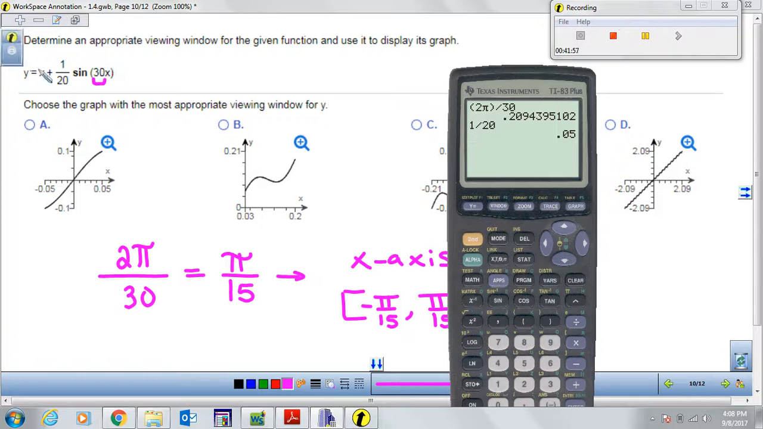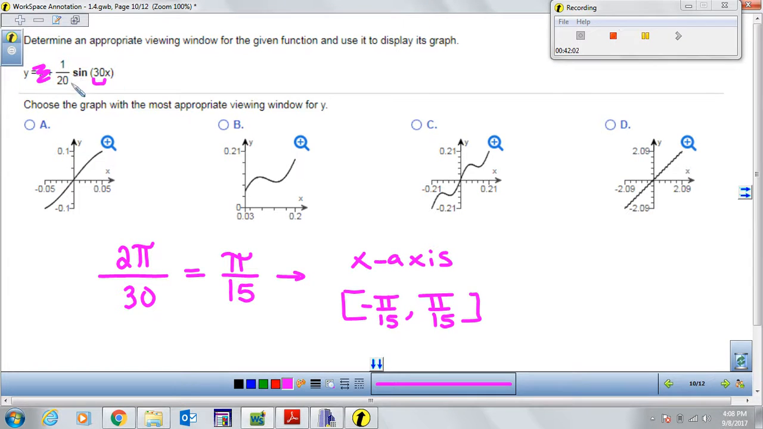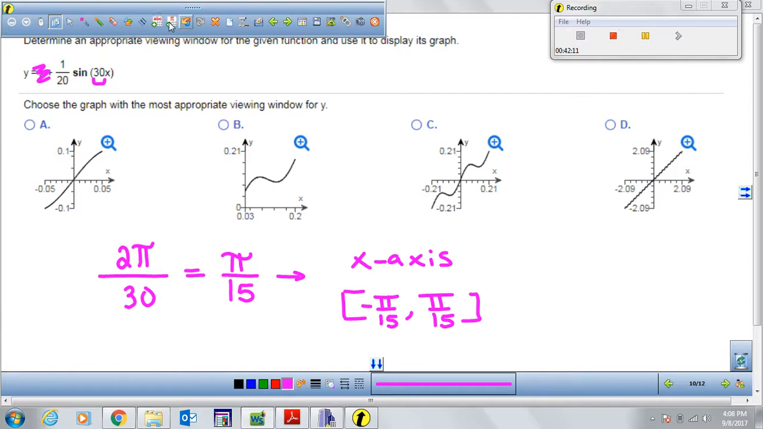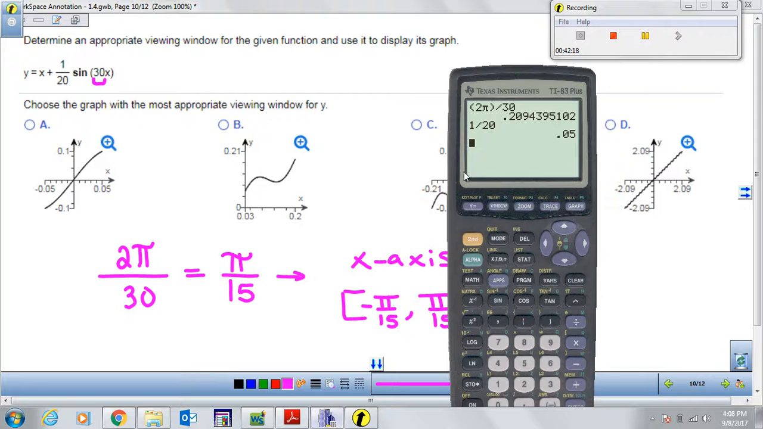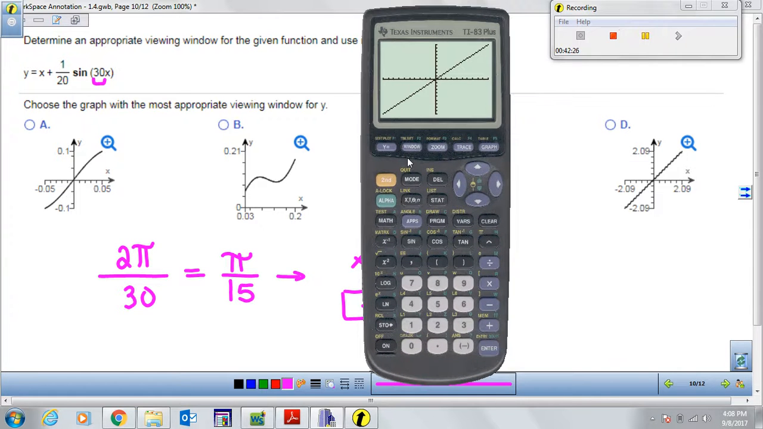But if this x wasn't here, if the function was only this, then I could use something a little bit higher than 0.05 or negative 0.05, right? Because we don't want to cut the graph off at exactly the highest and the lowest point of the curves on the sine function. So let's see. Okay, I have that. I had already put it in standard form.